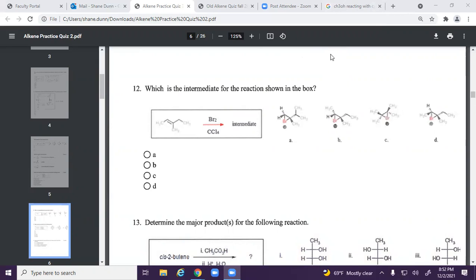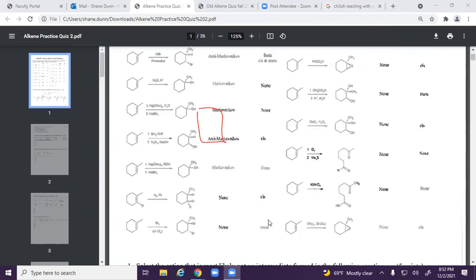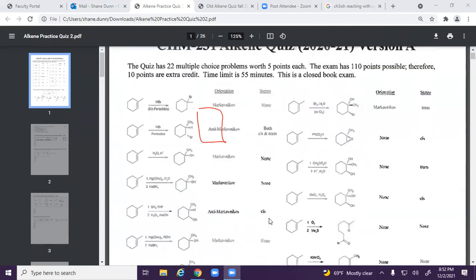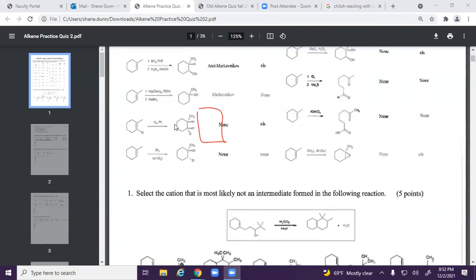Okay. 12. What is the intermediate for the following reaction? So, do we have this guy in our series of stuff? I don't know. Let's go look. I believe we do. Bromine, Cl, whatever. Bromine by himself. No. Bromine with something else. Yeah, right there. So this is what we're going to make. So now we know we're going to make this guy, we find the intermediate.